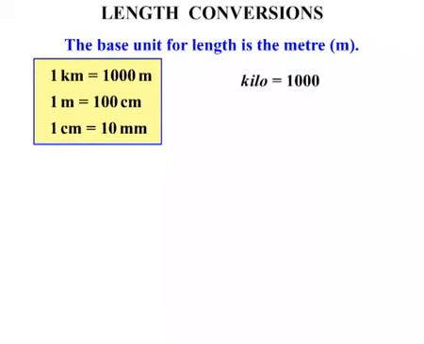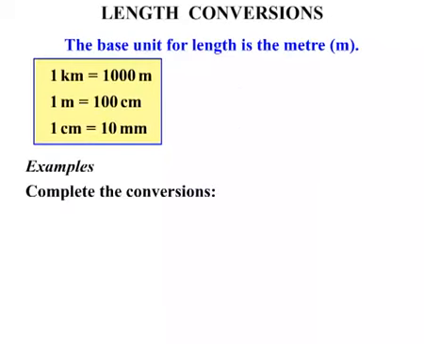Now the word kilo equals 1,000. That's useful to see. So a kilometre is 1,000 metres. The word milli means 1,000th. So a millimetre is 1,000th of a metre. Let's look at some examples.